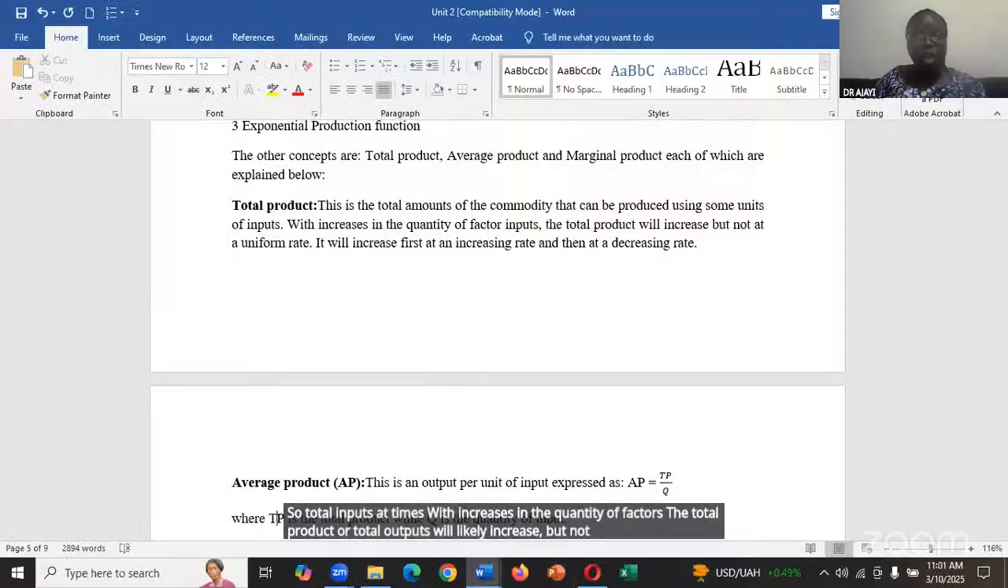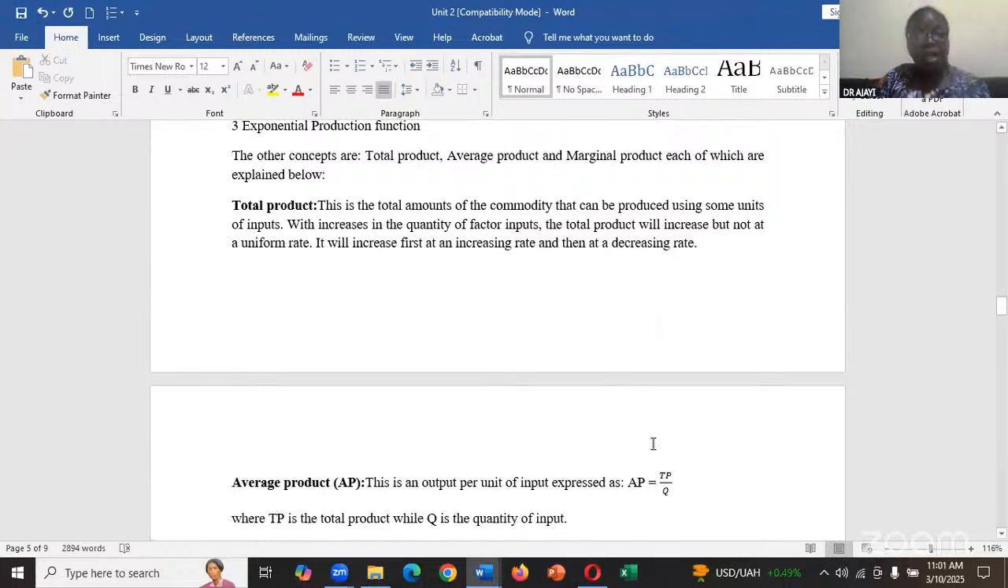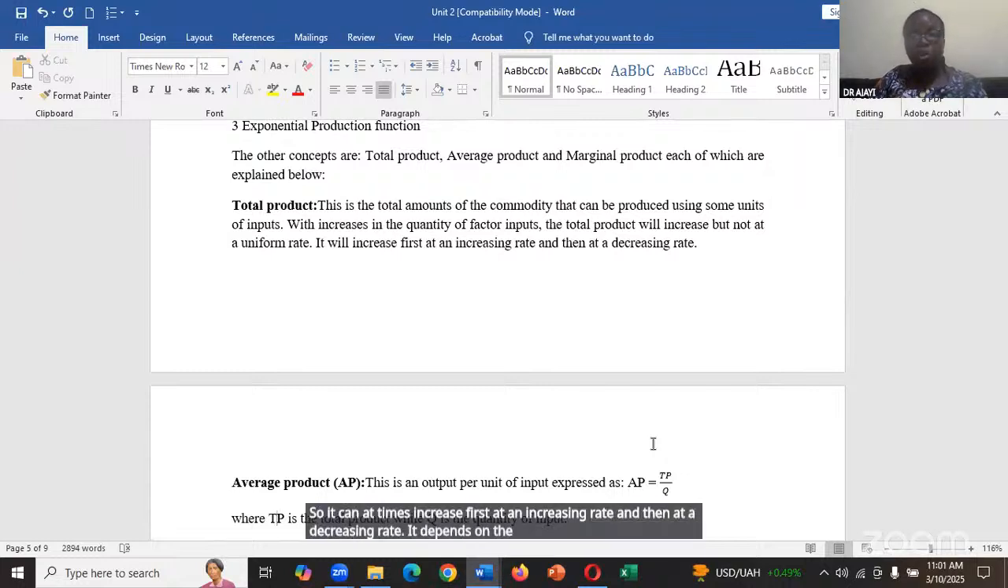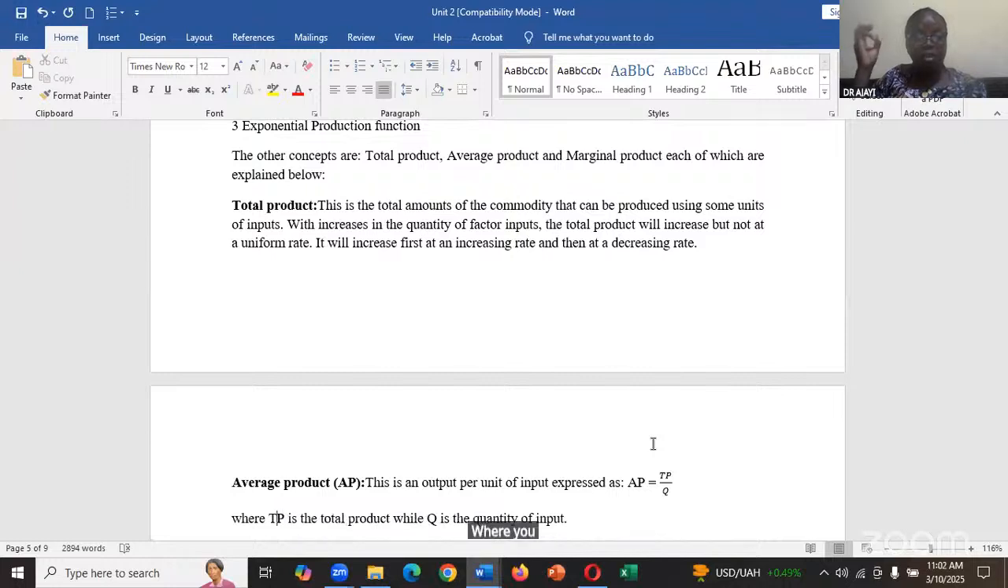So it can at times increase first at an increasing rate and then at a decreasing rate. It depends on the response of output to input. And those responses, you can describe them through constant return to scale, where you can have increasing return to scale, and you can also have decreasing return to scale.